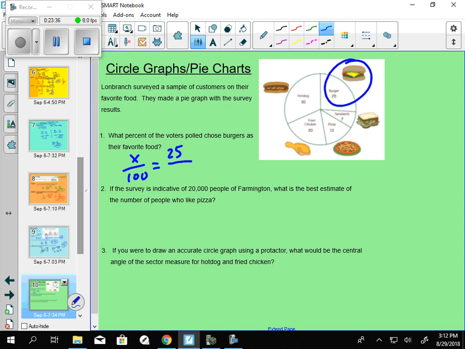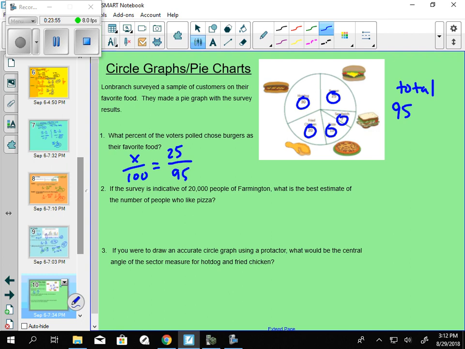So just like before with the bar graph, to find a total, you'd want to add all these up. So looking at these numbers, you got 30, 25, 20, 13, and 7. Add all those up and find out the total is 95. So now we know the other number to put here. So cross multiply, divide, and it looks like you get about 26.3%. If this survey is indicative of the 20,000 people that live in Farmington, what is the best estimate of the number of people who like pizza?